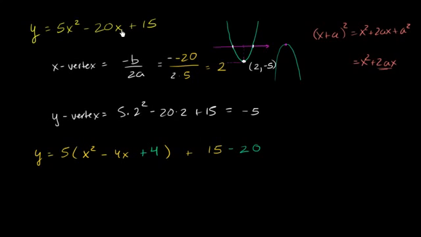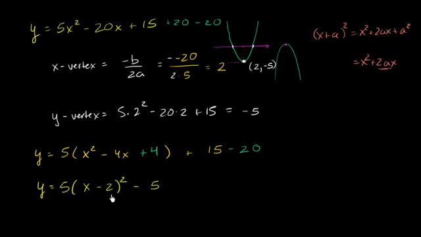If you were to distribute this, you'll see that. I could have literally up here said, hey, I'm adding 20, and I'm subtracting 20. This is the exact same thing that I did over here. If you distribute the 5, it becomes 5x squared minus 20x plus 20 plus 15 minus 20. Exactly what's up here. The whole point of this is that now I can write this in an interesting way. I could write this as y is equal to 5 times x minus 2 squared, and then 15 minus 20 is minus 5.